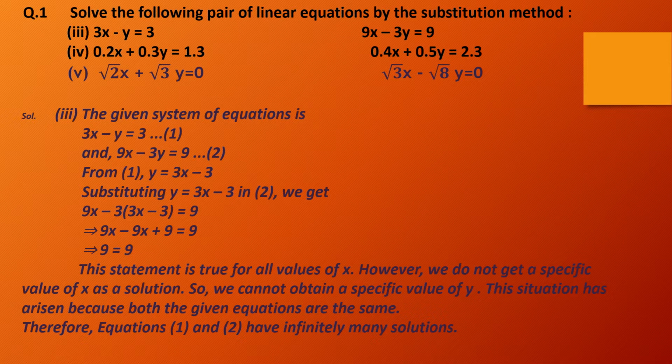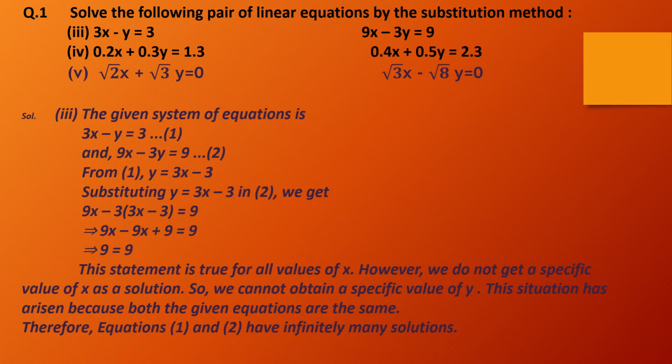The given system of equations is 3x minus y equals 3 and 9x minus 3y equals 9. We consider 3x minus y equals 3 as equation number first and 9x minus 3y equals 9 as equation number second. We have to apply the substitution method and try to find the values of x and y. So I am taking equation number first. From equation number first, we get y equals 3x minus 3. Now substituting this value of y equals 3x minus 3 in equation number second.